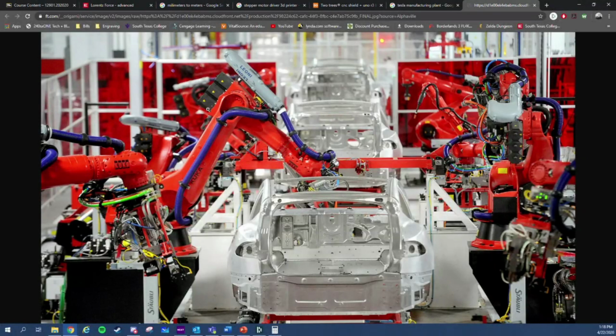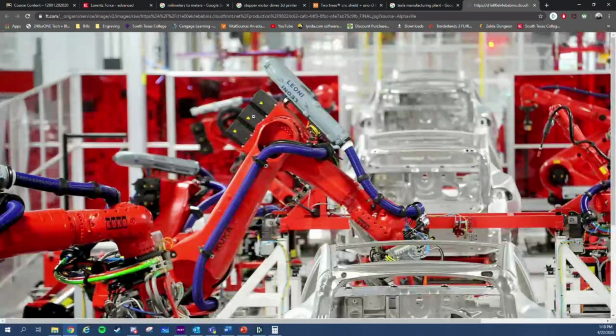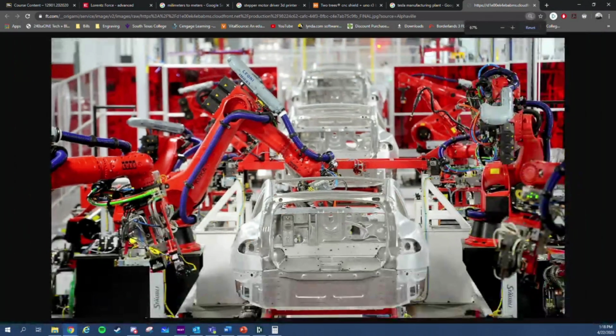There it is. If you look at the top, these are stepper motors. All of these are controlling a different type of angle, because these robotic arms move all over the place. These guys are completely assembling the Tesla vehicle, which is pretty cool.